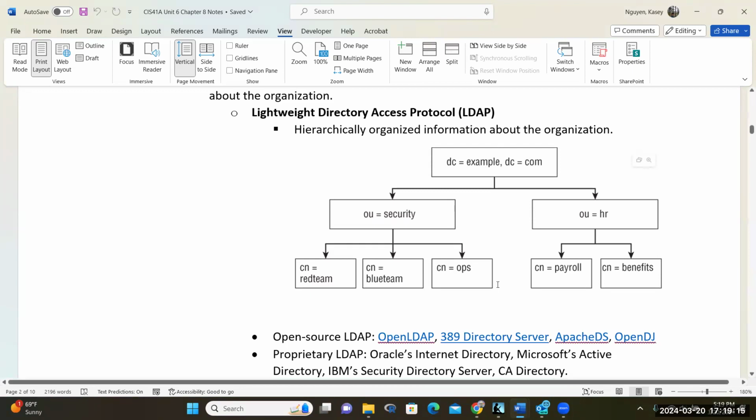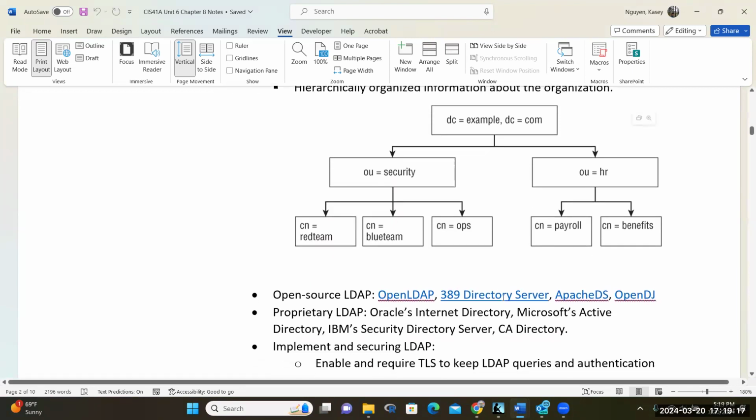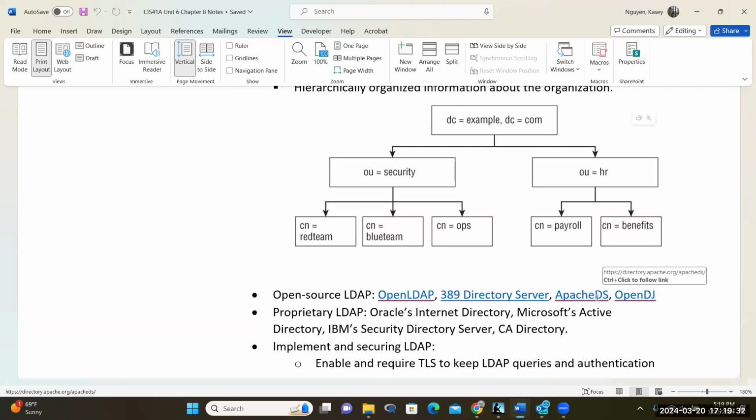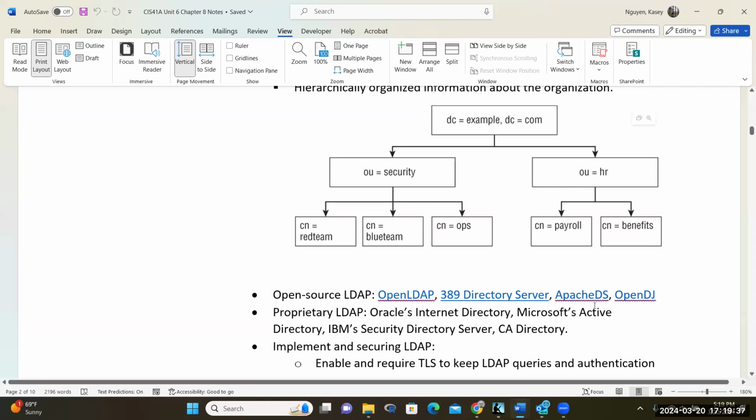Now, if I'm not using proprietary software like Microsoft, I can use OpenLDAP. There's also 389 Directory Server and Apache DS. This is for Linux; you know that Apache is used for Linux servers, and the majority of web servers out there are Linux-based. You do see IIS, which is Windows-based. And then you have OpenDJ. So you have many other products outside of the proprietary products.